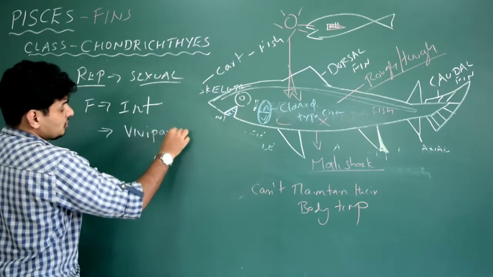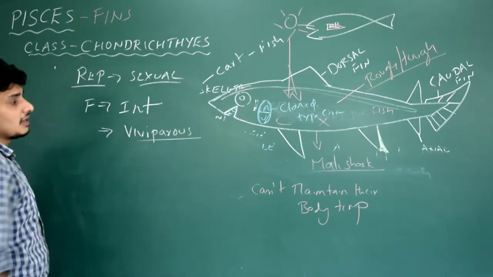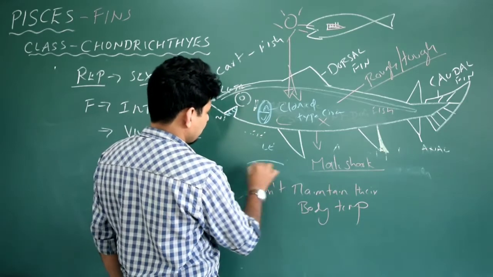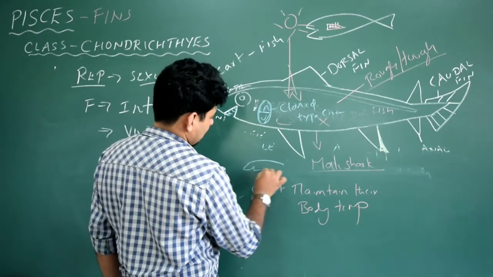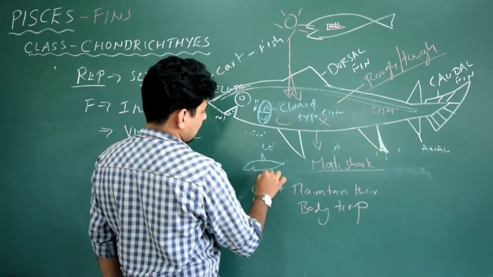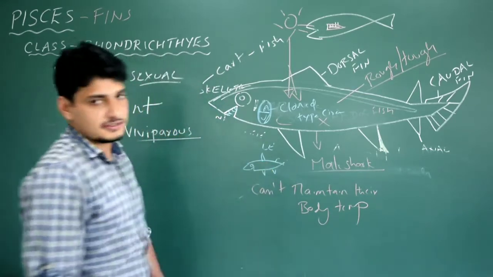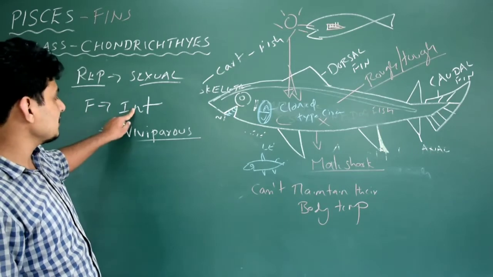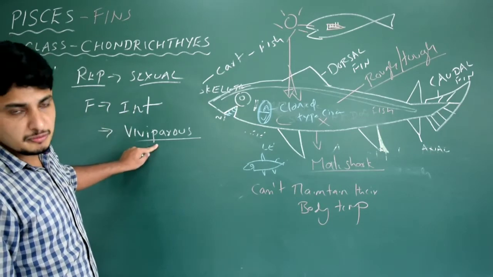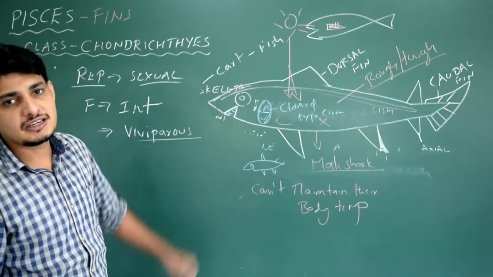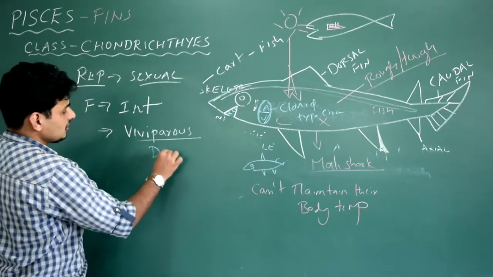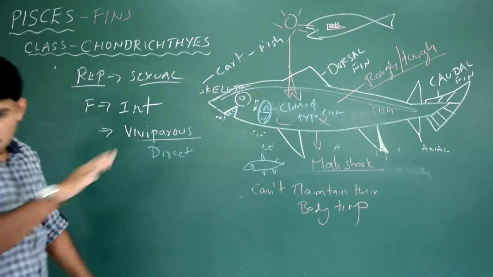That means they give rise to young ones as they are. The young one looks similar to the parent. Like this. Got it? Like this. Similar. So this is actually viviparous. Got it? Internal fertilization, and they are viviparous, and the development is always direct, like the parent itself. So please write down development is direct. This is the thing. Okay.